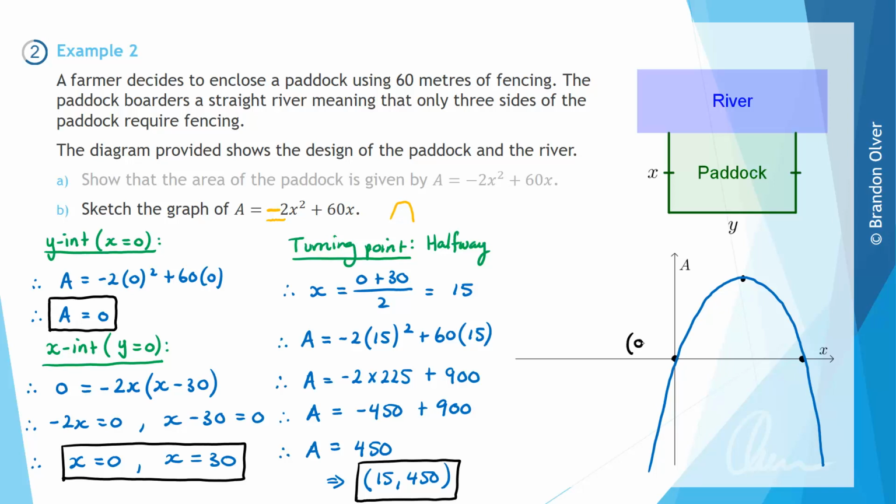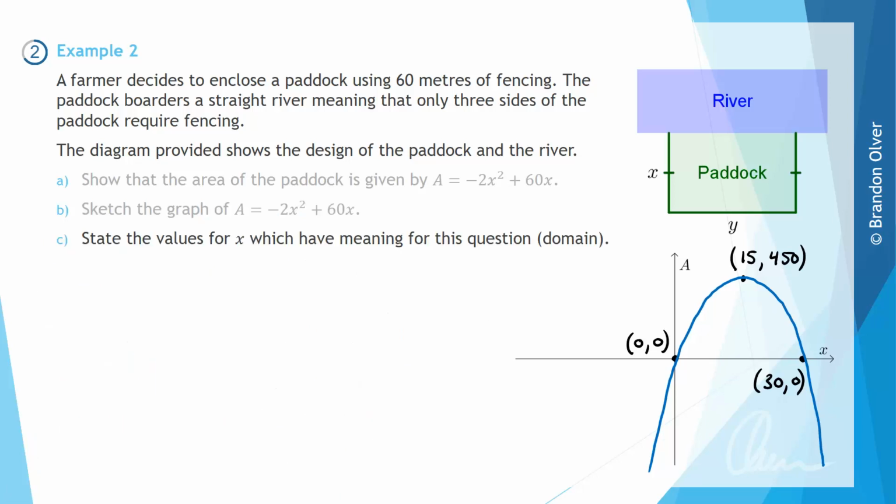So this point here was 0, 0, this point here was 30, 0, so they were the two x-intercepts and it doubled up as the y-intercept. And the maximum point was 15, 450. So that's the answer to part B for this example.